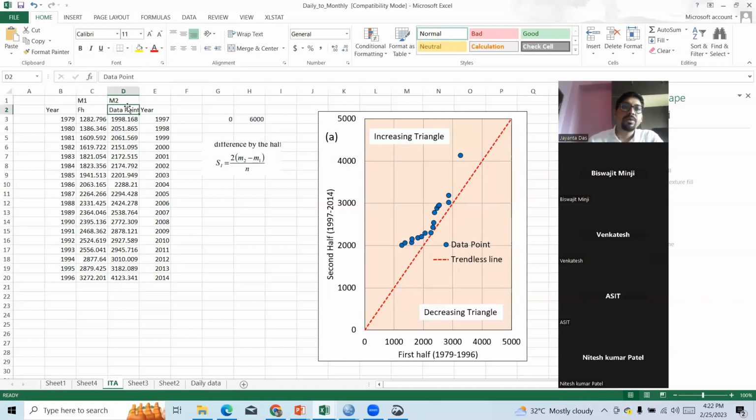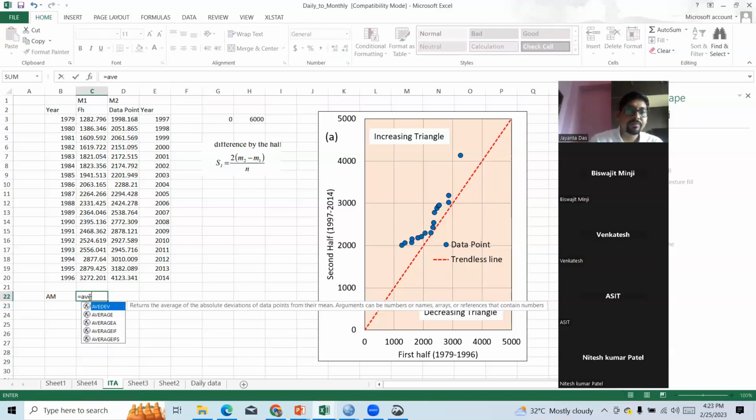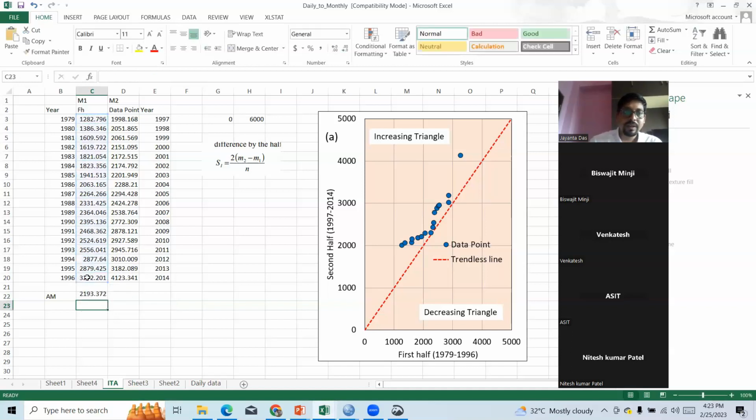M1 and M2. So we have to calculate here the average, arithmetic mean, AM. In Excel, the function is called average. We select the first cell to the last cell, press enter and drag it. Now we can easily calculate our ITA slope.